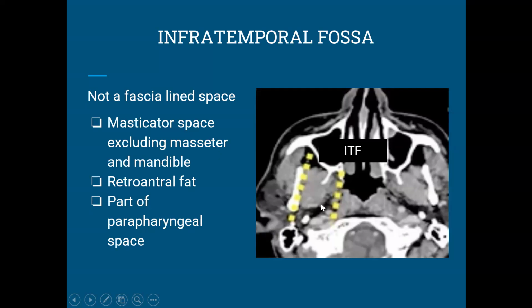And also, we have a part of this fat space out here, which is the parapharyngeal space. We'll be discussing it later. So this is a part of the parapharyngeal space in the infratemporal fossa. So these three, the retroantral fat, some portion of the masticator space, and this parapharyngeal space, are the components of the ITF.